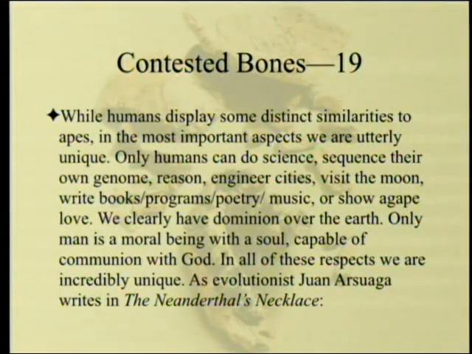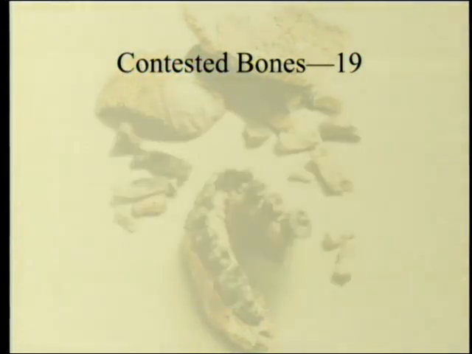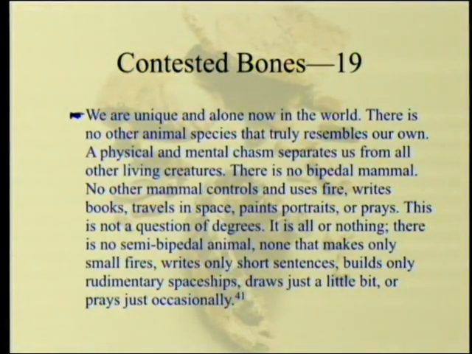As evolutionist Juan Arsuaga writes in The Neanderthal's Necklace, "We are unique and alone in the world, now. There is no other animal species that truly resembles our own. A physical and mental chasm separates us from all other living creatures. There is no bipedal mammal. No other mammal controls and uses fire, writes books, travels in space, paints portraits, or prays." Now remember, this is an evolutionist.